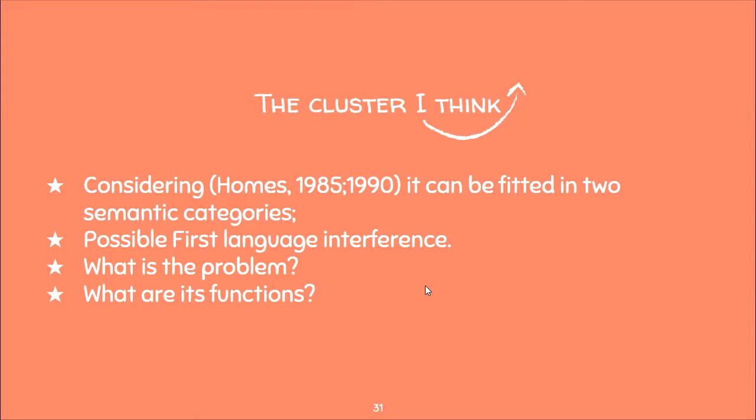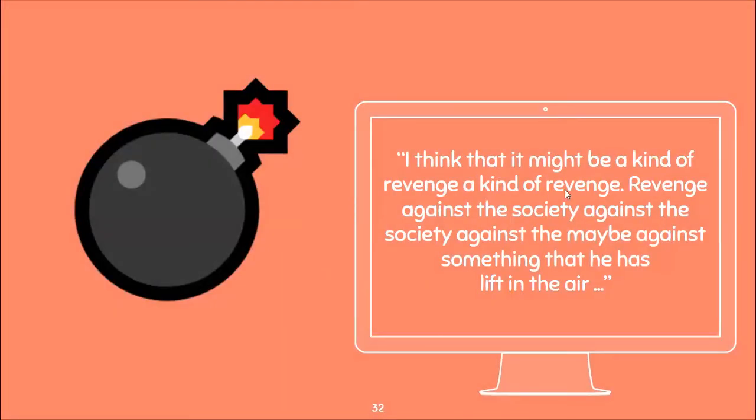It functions to show uncertainty by what they have found, considering the Brazilian corpus. It shows uncertainty, and is also used as an epistemic marker influenced by the mother tongue. We have here an example: "I think it might be a kind of revenge against the society, that maybe against something that he has lived in the air." Here, this person uses "I think," "it might be," "a kind of." So the use of "I think" is intensified by all of those elements, and in the end, the level of uncertainty is too high.